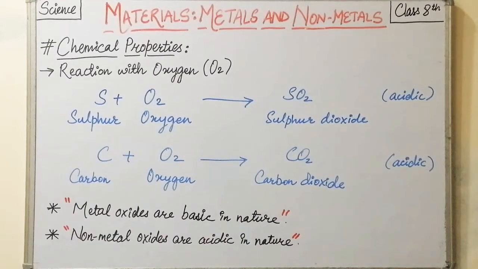In a similar way, we can burn carbon in presence of oxygen, and by this reaction we will get carbon dioxide. Again, by checking with litmus paper, we will come to know that carbon dioxide is also acidic in nature. So with this reaction with oxygen, we come to the conclusion that metal oxides are basic in nature and non-metal oxides are acidic in nature.